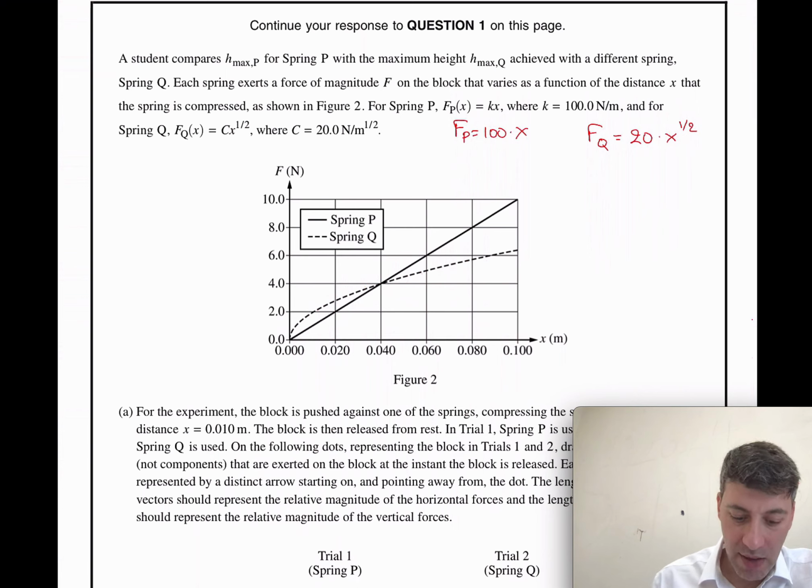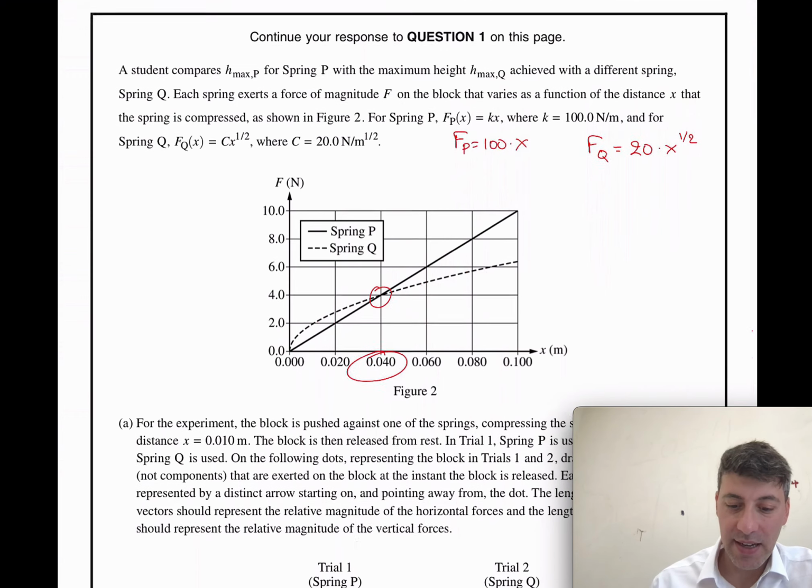And we have to be a little bit careful. If we check what is happening at 0.040 meters, we see that the spring applies the same force. And maybe some students will understand from this that since the force is the same, the height that the object will be ejected to will be the same. But we need to understand what the factors are that affect this height.